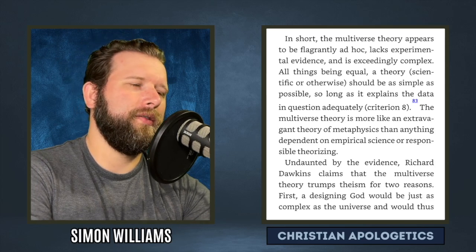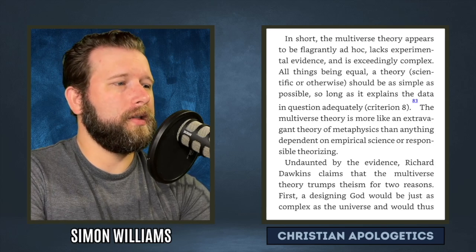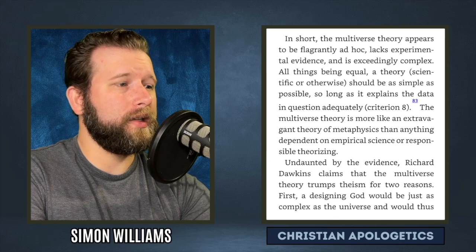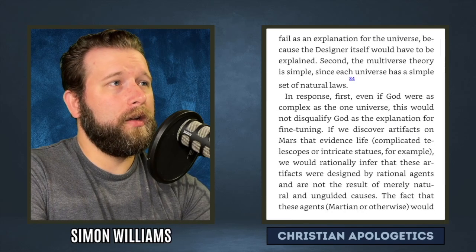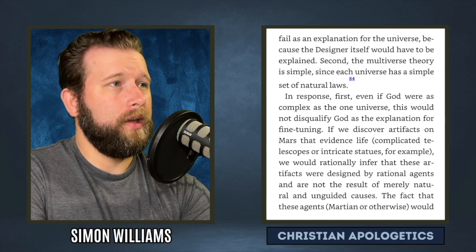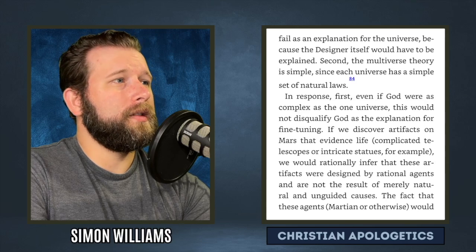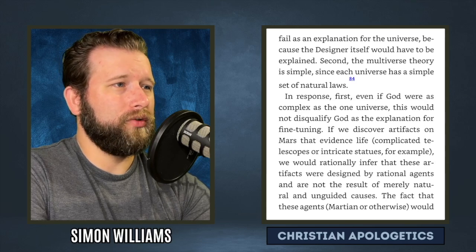Anyway, Groothuis continues, undaunted by the evidence, Richard Dawkins claims that the multiverse theory trumps theism for two reasons. First, a designing God would be just as complex as the universe and would thus fail as an explanation of the universe because the designer itself would have to be explained. Second, the multiverse theory is simple, since each universe has a simple set of natural laws.